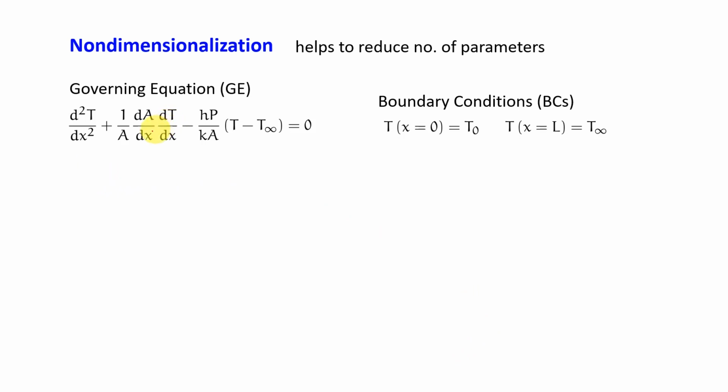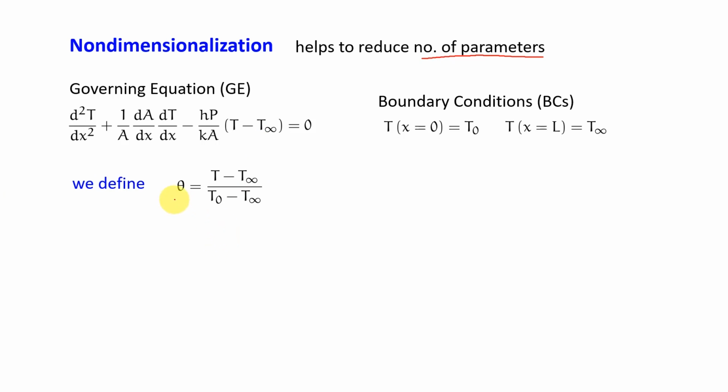Now, this governing equation and boundary condition, in most cases when we are dealing with a physical problem, the first step is to non-dimensionalize. Once we non-dimensionalize, the number of parameters which appear in an equation will usually reduce. So in many cases, we try to non-dimensionalize the system.